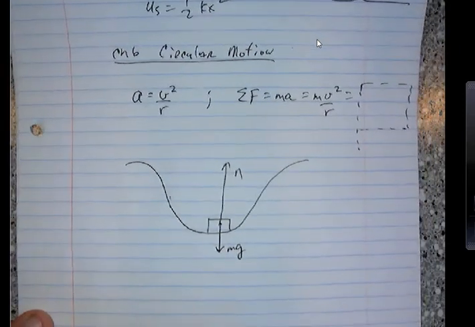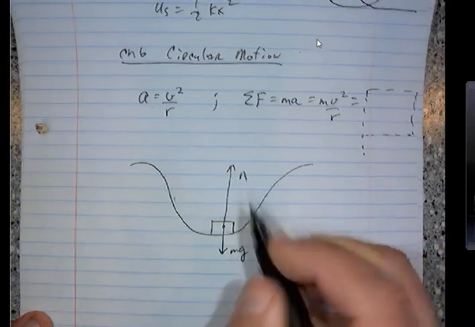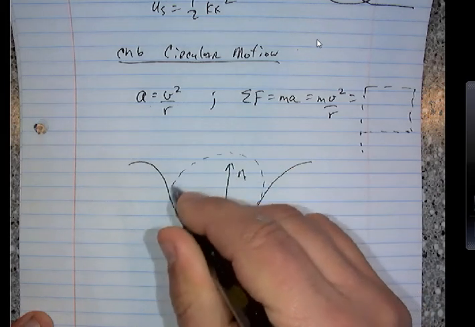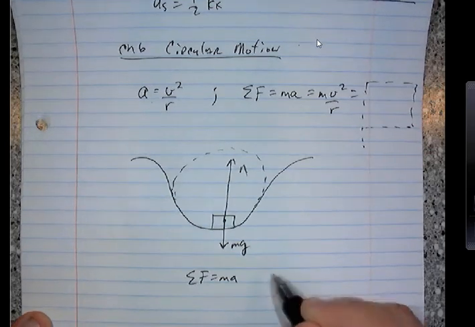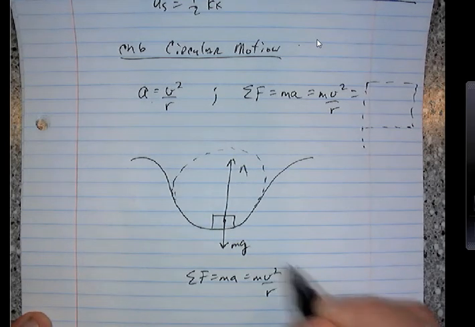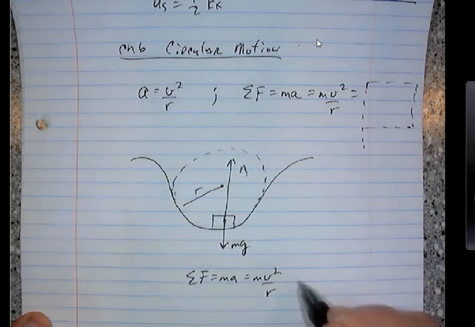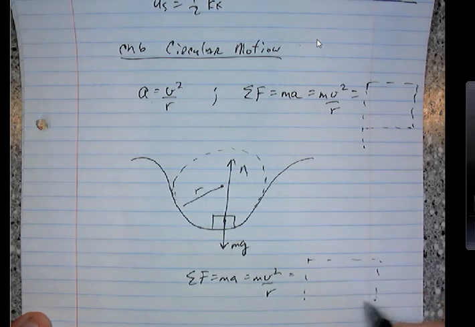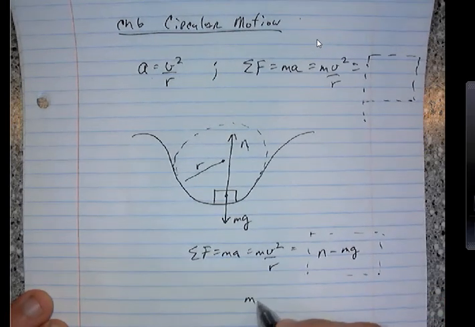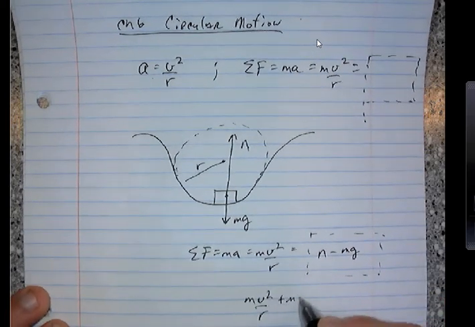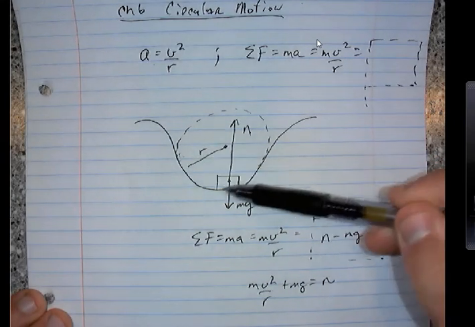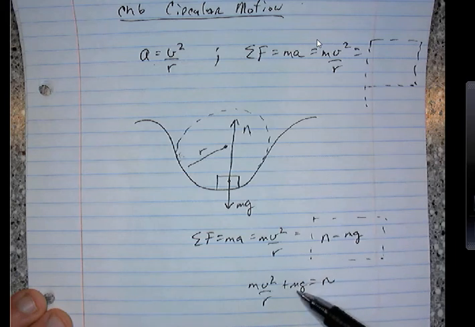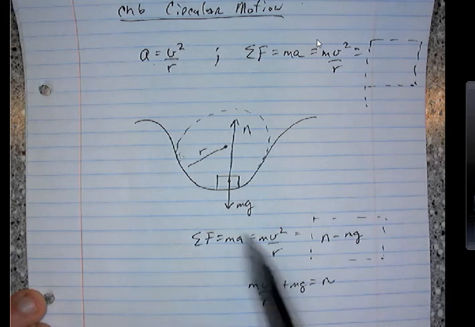I purposely drew the normal force bigger than mg. There has to be a net force towards the center of the circle. So I can say, add up all the forces, it's ma. We have mv squared over r here, where r is the radius. And then again, you have to fill in what goes here. I would put normal force minus mg. So in this problem, we have mv squared over r plus mg is equal to the normal force. So when you're going through this valley part here, the normal force is actually bigger than it would be if the car was just resting there.